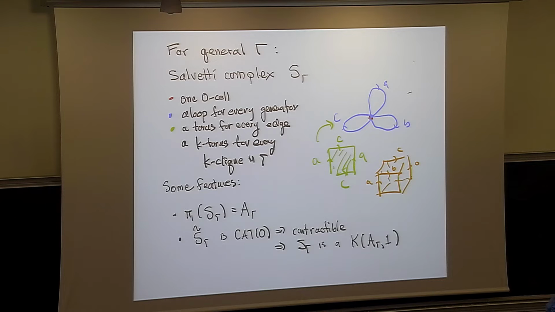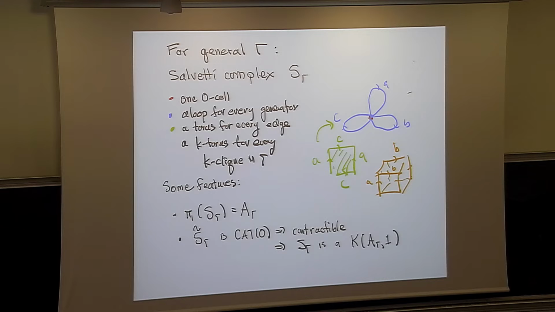Yeah, I can't draw this. A, B, and B is supposed to be parallel to that B, etc. So in other words, if all those three guys commuted, I would get a three-dimensional torus. If only two of them commuted, I would get a two-torus with a loop stuck around it. And so this is called the Salvetti complex.